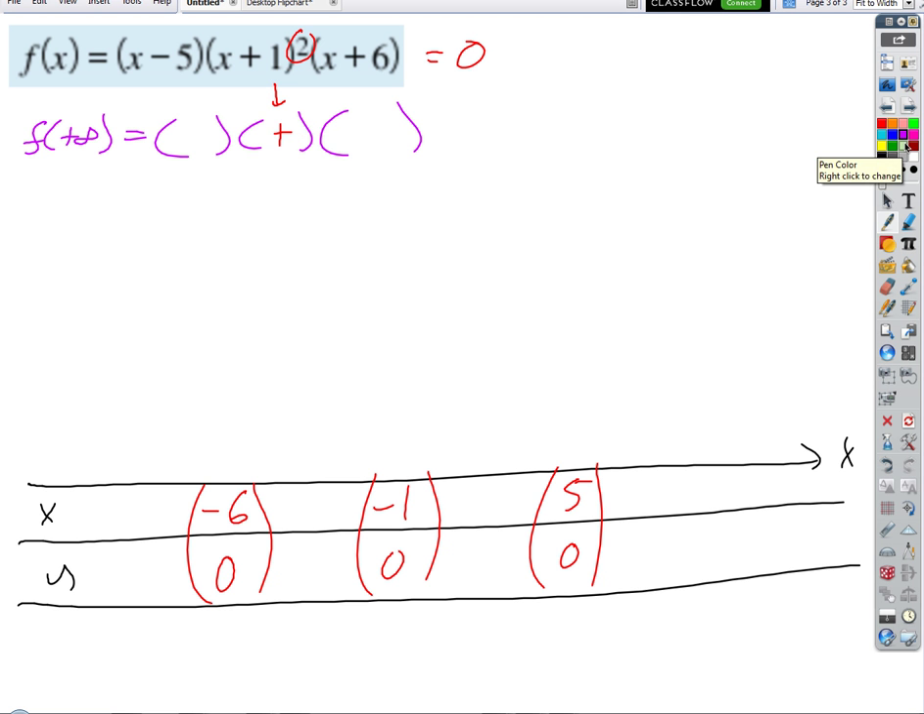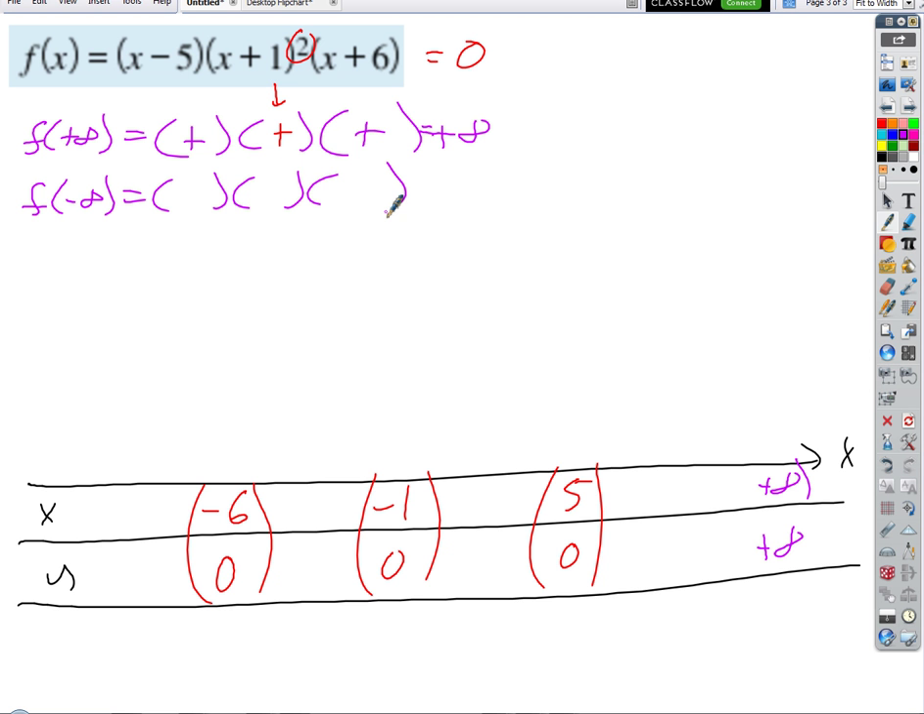When I put in positive infinity, that one's positive and that one's positive, and so I get an answer of positive infinity, right? So my right-hand behavior is going to be positive infinity. If I plug in negative infinity, I'll make this one red because I know it's always positive. It's being squared. This one's negative and that one's negative. Well, that still gives me positive, doesn't it? Right? So then out here at the left, I still get positive infinity. So it's up on both ends, right?